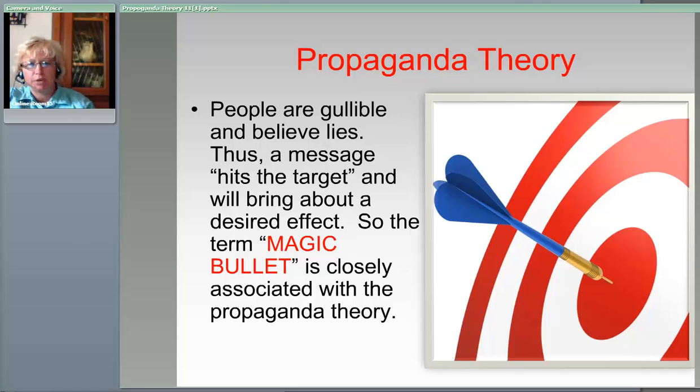All right, so let's go back to what we were saying. People are gullible and they do believe lies. So a message hits a target and will bring about a desired effect. That's the message of the communicator. The term magic bullet, then, is closely associated with the propaganda theory because you've got your bullet as the communicator and you've got a desired target, and if you communicate it well, then you have what's called the magic bullet. You have successfully communicated, you've hit your target audience.